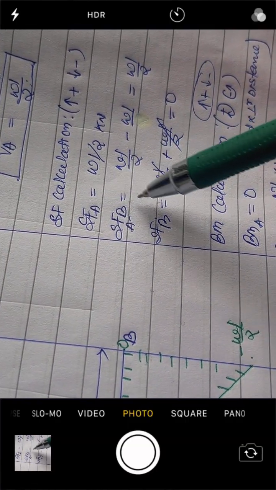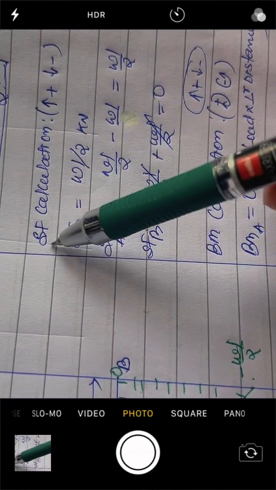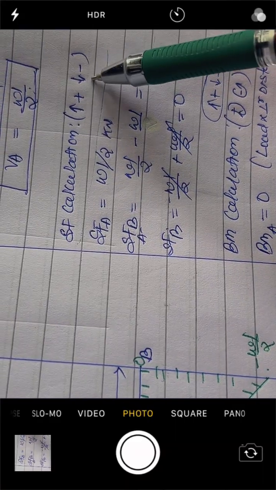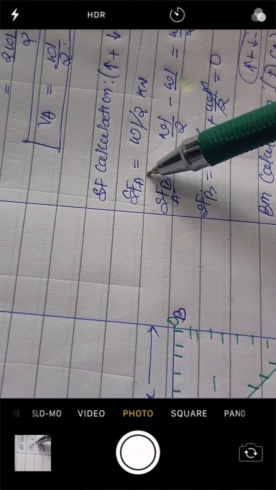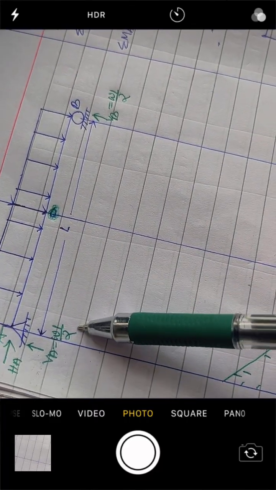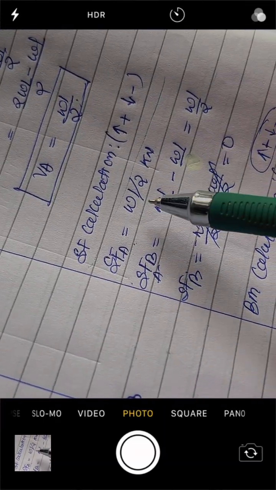Okay, after the calculation of the reactions, in order to draw the shear force and bending moment diagrams, we will calculate the shear force and bending moment. First we will start with the shear force diagram. In the shear force diagram, the upward force will be taken as positive and the downward force will be taken as negative. Shear force at A is going to be my VA, which is WL by 2. So here we have written WL by 2.